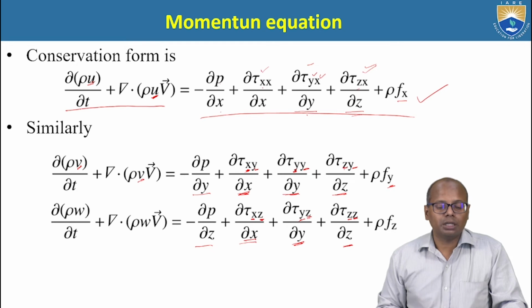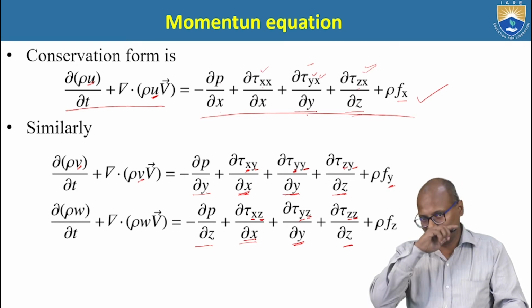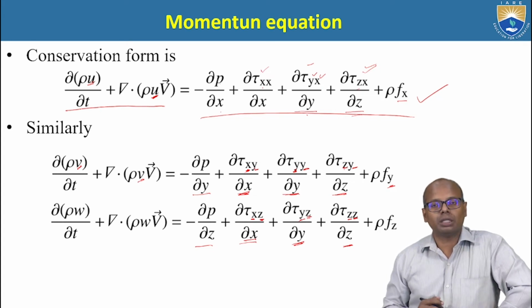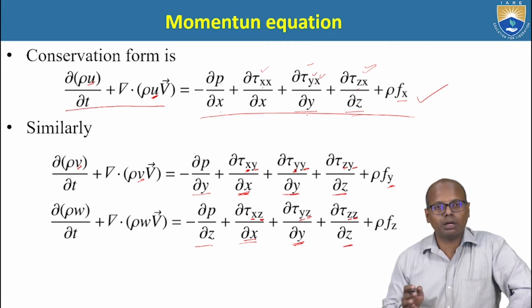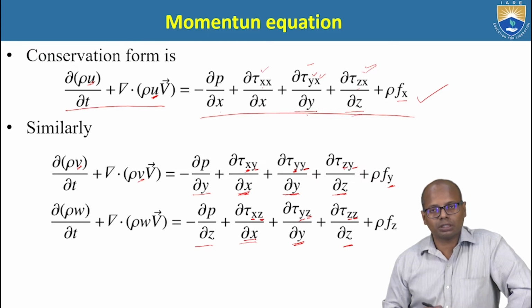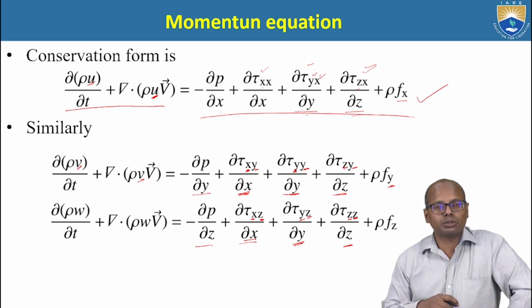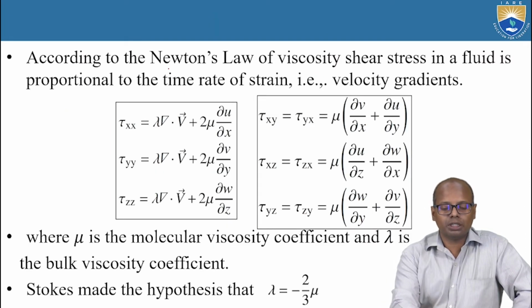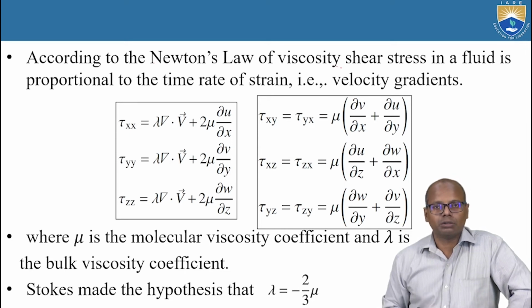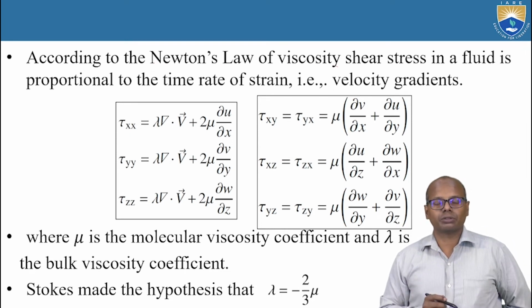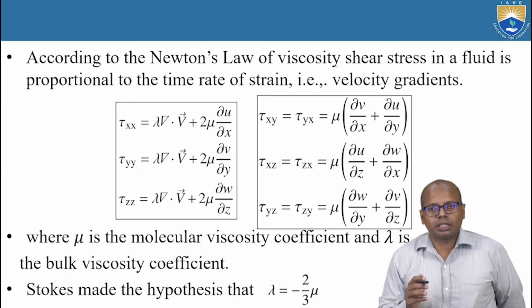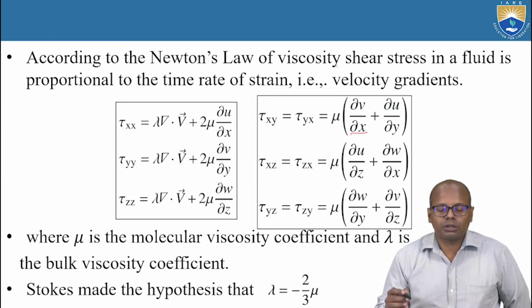So this is about the conservation form of the momentum equation. Now these momentum equations are also called the Navier-Stokes equations. How do we convert this momentum equation into the Navier-Stokes equation? We have Newton's law of viscosity. What does Newton's law of viscosity state? It states that the stress is directly proportional to the velocity gradient.